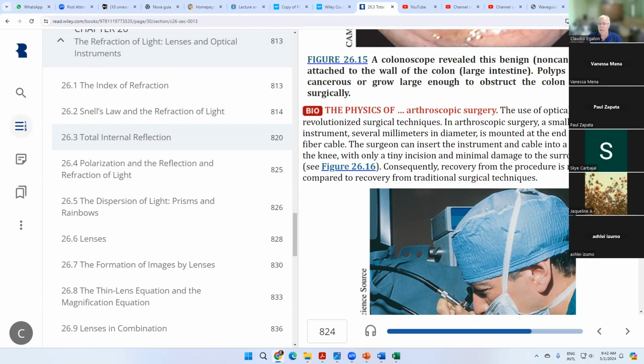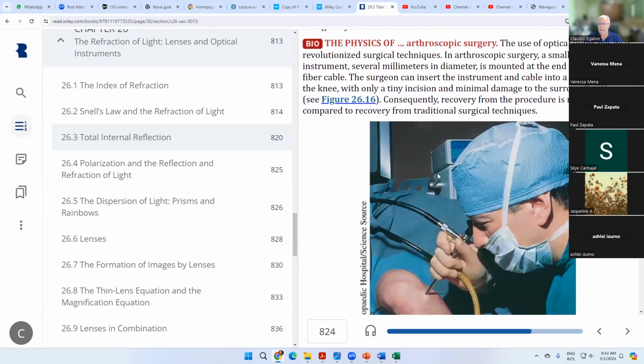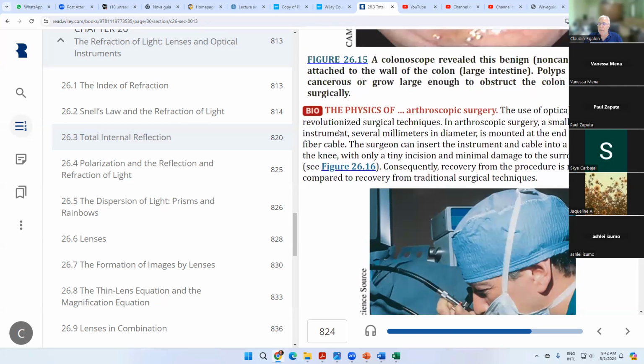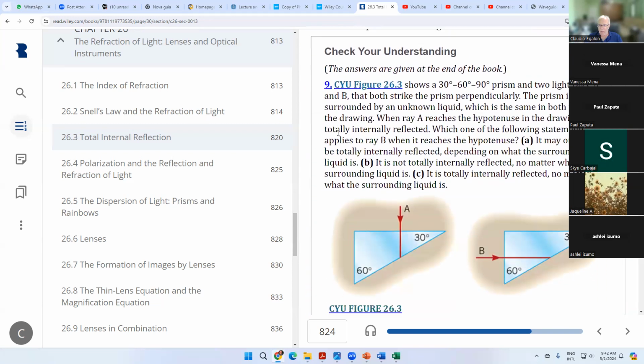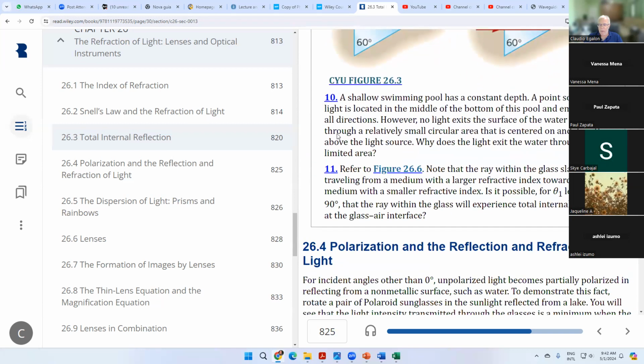That's the importance of an endoscope. Consequently, recovery from the procedure is relatively rapid compared to recovery from traditional surgeries, in which you have to make not just a little hole, but a huge cut in the leg or other places. Here you go. And that's what we have for 26.3.